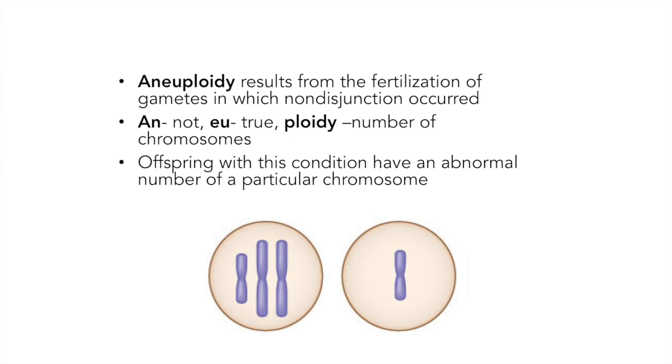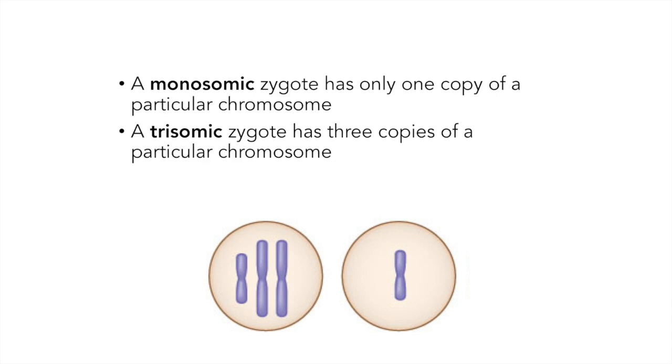So this results when you have gametes that are formed and fertilization occurs, and in one of those gametes, a non-disjunction event has happened. So aneuploidy means not true number of chromosomes. So offspring that have this condition and can survive with it have an abnormal number of a particular chromosome.